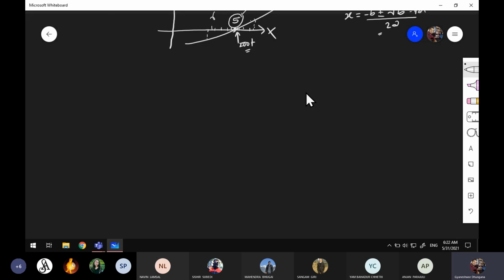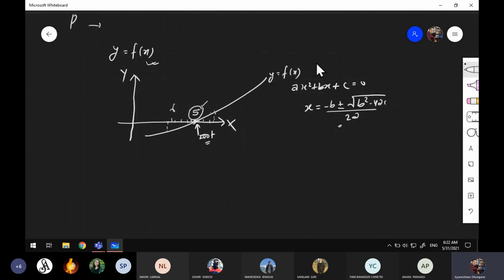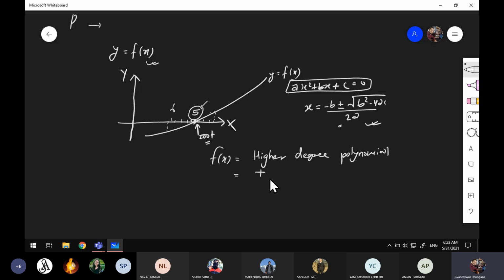Here I told you, if the given function is in this standard format, definitely we can use the analytical method and that will be much easier. But if the function f(x) is not a standard function, that means it may be a higher degree polynomial, or it may be any transcendental equation.